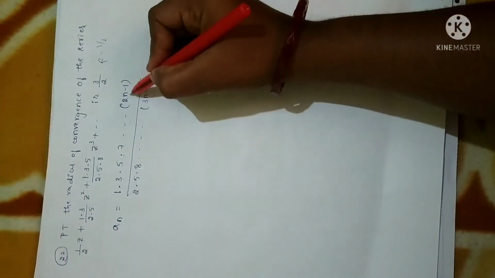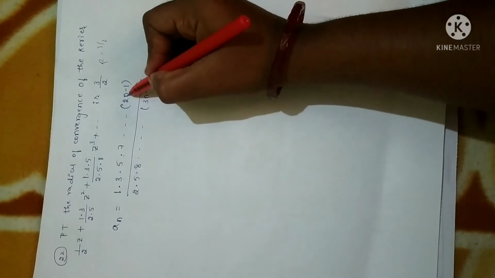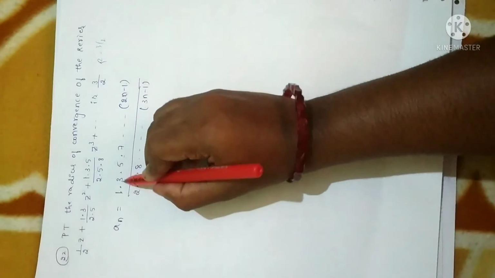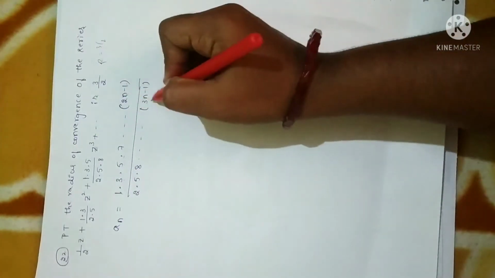Fine. Give the value n is equal to 1. So you will get 2 into 1 is 2, 2 minus 1 is 1. Give n is equal to 2, you will get 3. n is equal to 3, you will get 5. So this is the nth term.